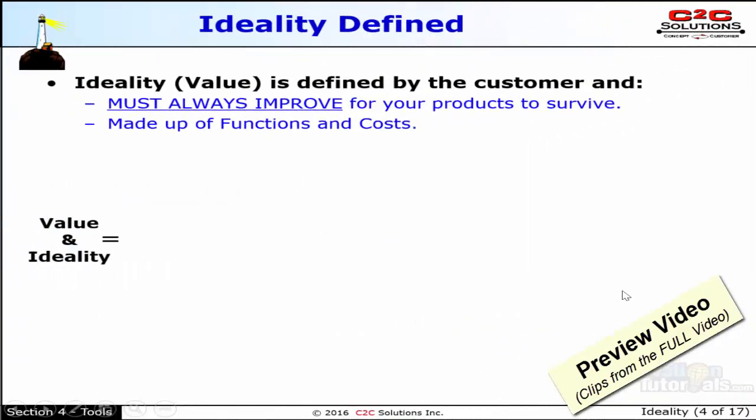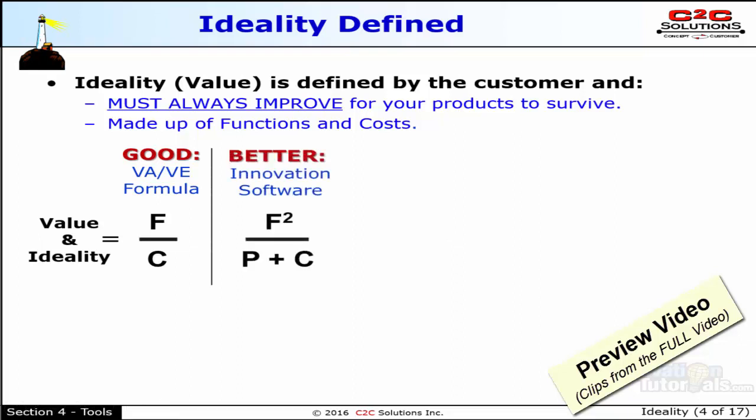There are 3 equations I'm going to show you for these concepts, and I like to show them in good, better, and best. A good formula for value, and this comes from the Society of Value Engineers, SAVE, is a ratio of function to cost. A little bit better formula I've seen in an innovation software, where they actually calculate the value of each of the components of a system using an internal algorithm, is basically function squared over problems plus cost. So they add another dimension here, problems, in the denominator.